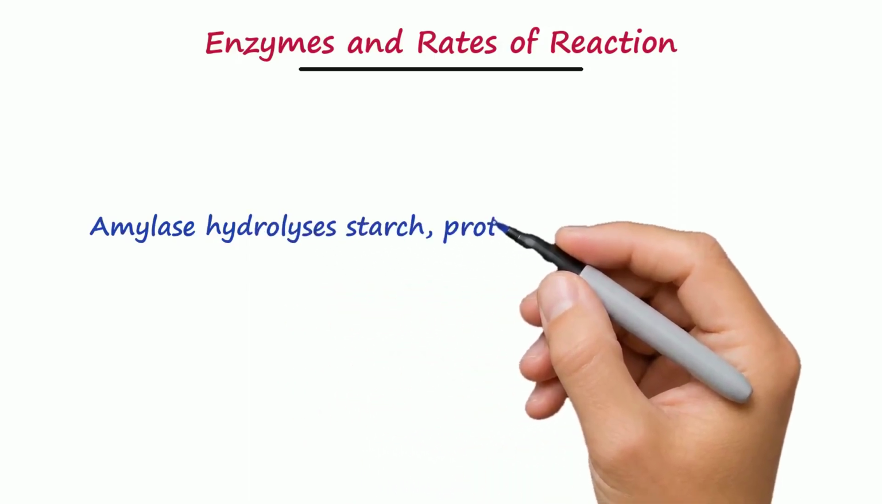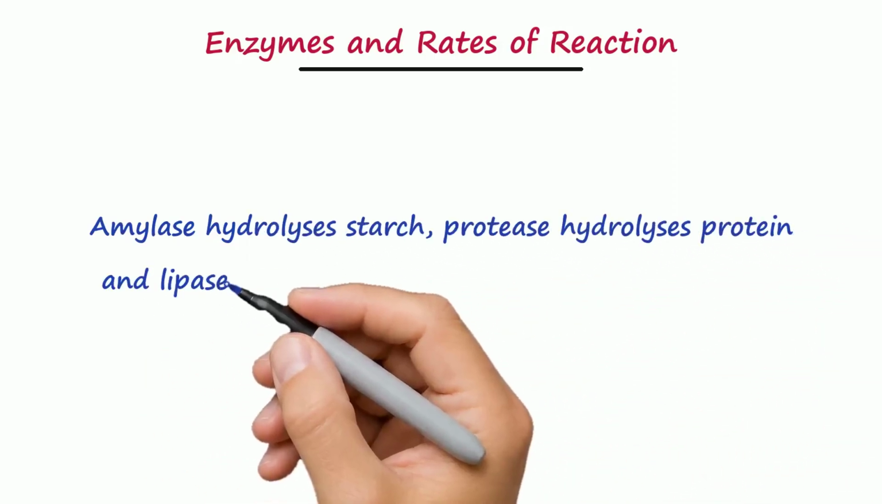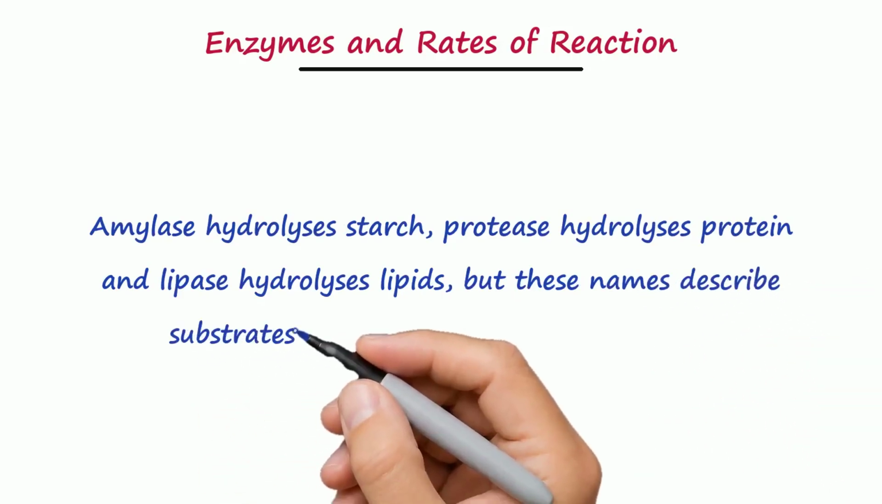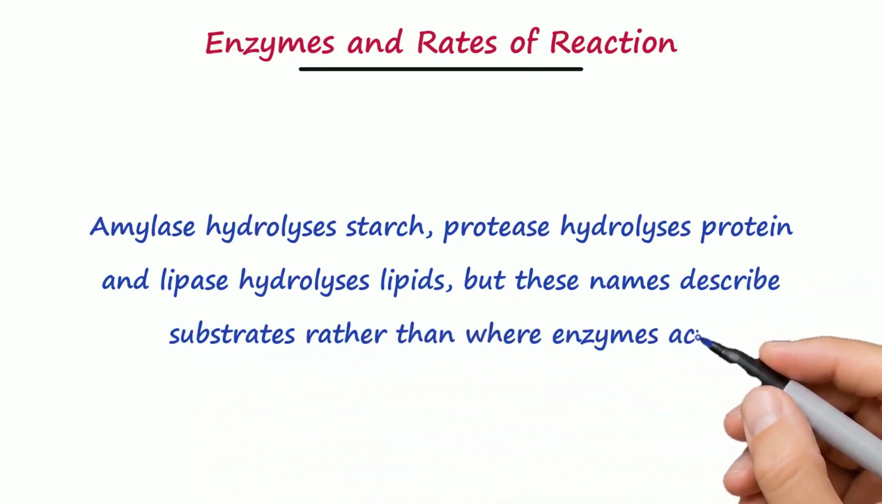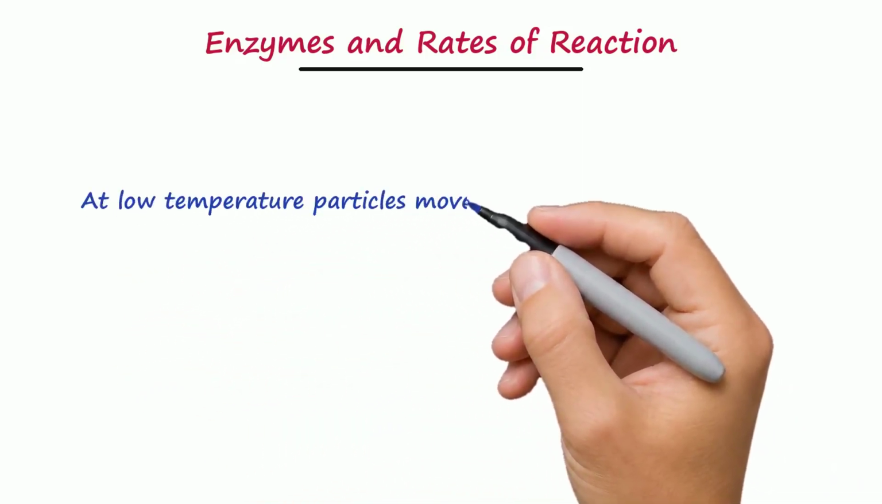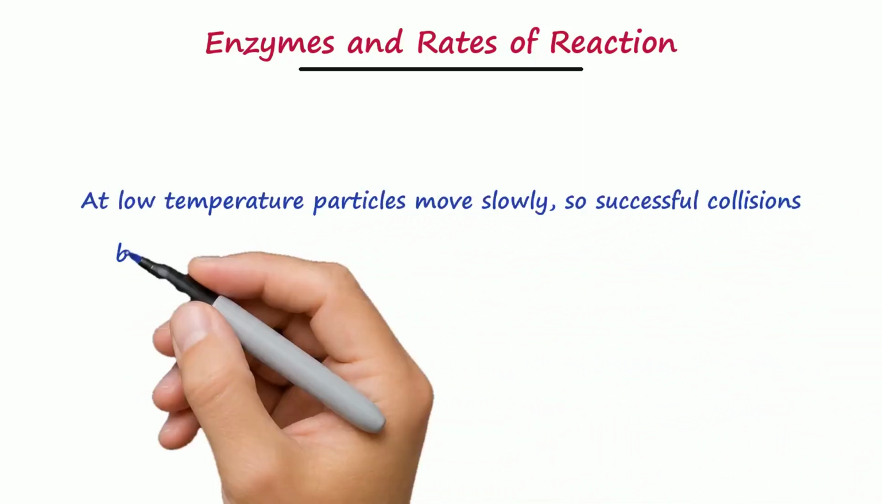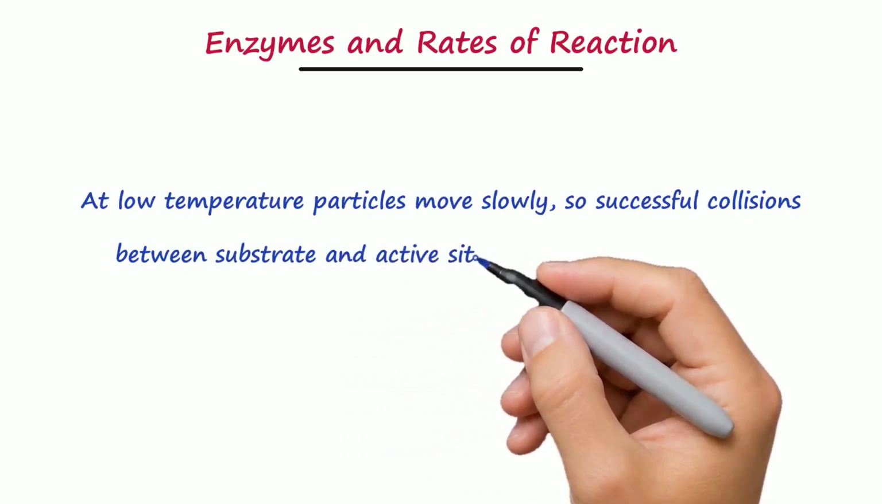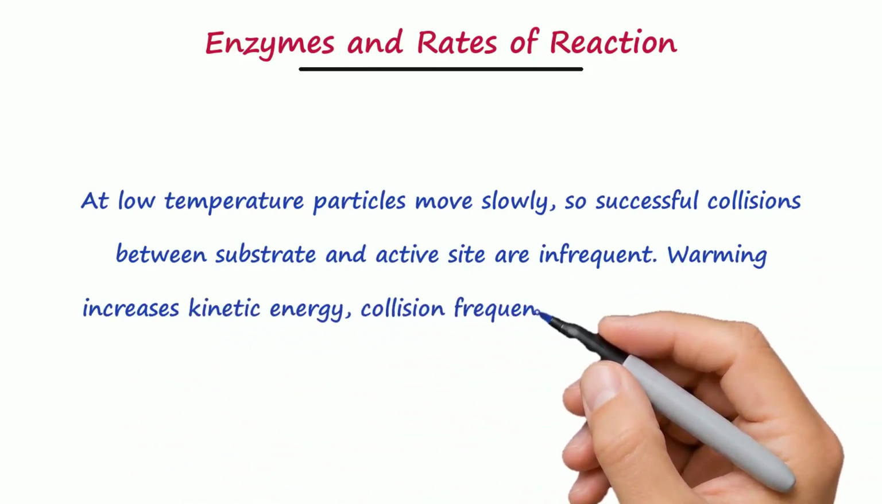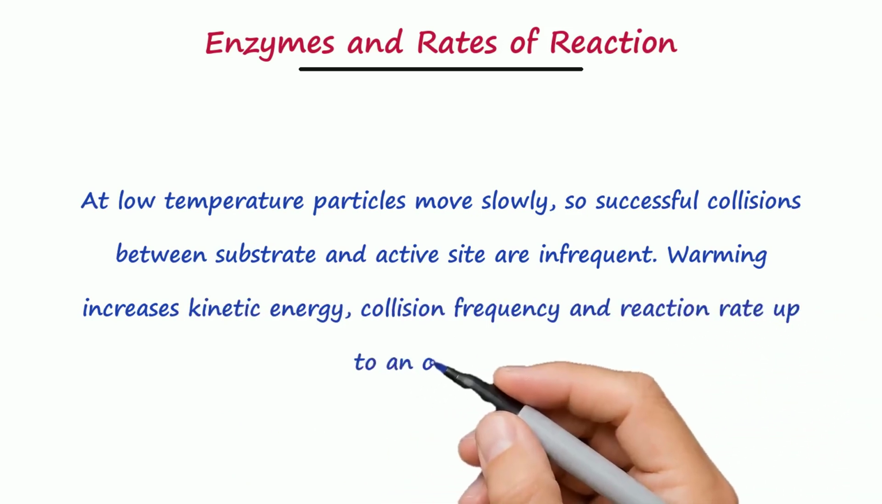Amylase hydrolyses starch, protease hydrolyses protein, and lipase hydrolyses lipids, but these names describe substrates rather than where enzymes act. At low temperature, particles move slowly, so successful collisions between substrate and active site are infrequent. Warming increases kinetic energy, collision frequency, and reaction rate up to an optimum.